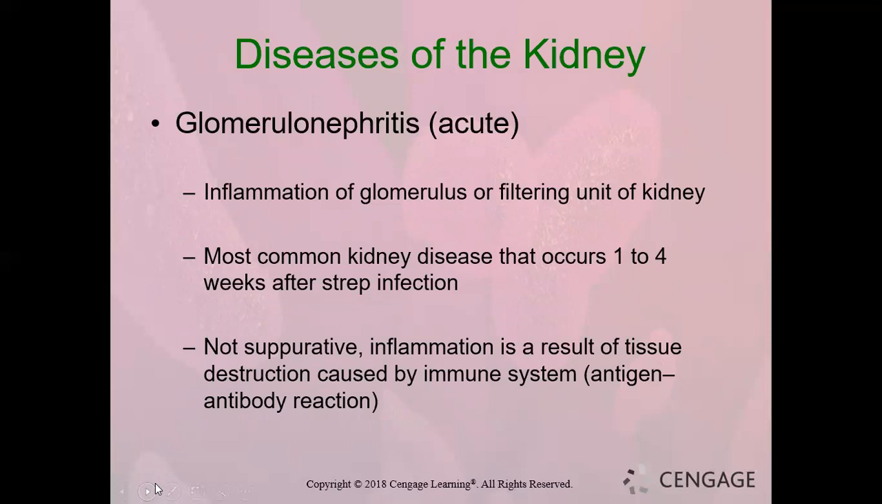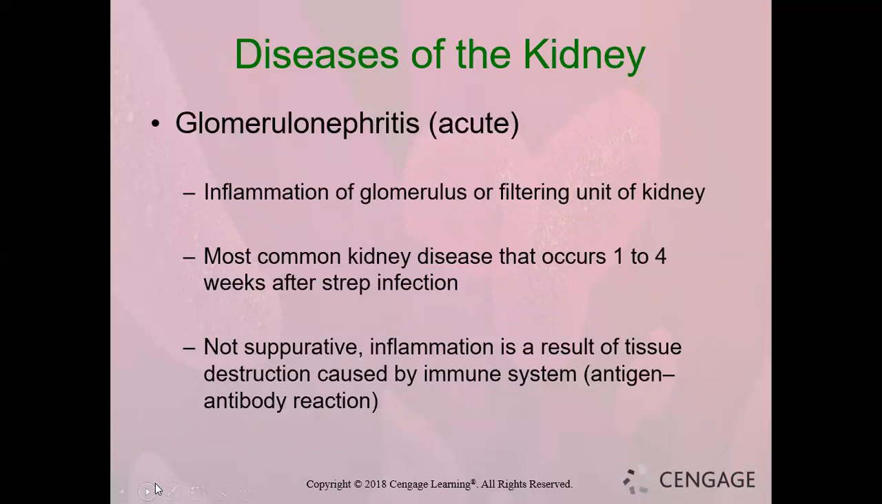When I was in class and I was able to show them, the glomerulus is the filtering part of the kidney. It kind of acts like a colander, if you want to look at it that way, and it holds on to what it needs to, and it lets go of what it doesn't need to. It's the most common kidney disease that occurs 1 to 4 weeks after a strep infection.